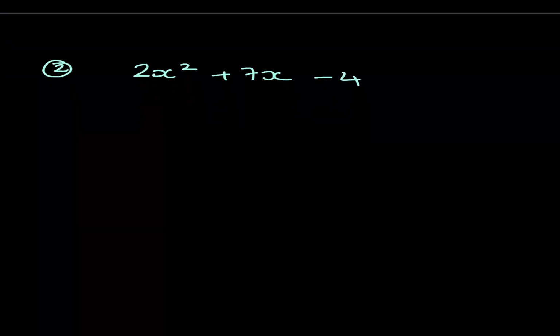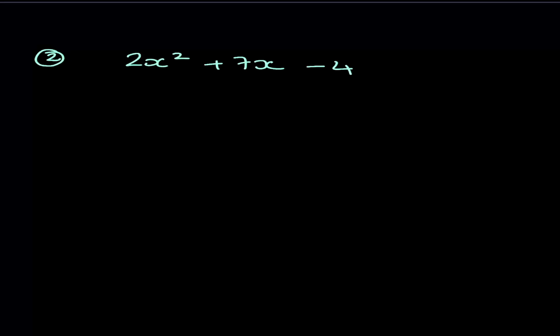Okay, question 2. This one's a bit trickier. This is a non-monic. What that means is basically in front of your x squared term, there's not a 1. There's a number greater than 1, so there's a 2 in this case. So it's a bit trickier to factorize and solve this. You have to do a few extra steps.